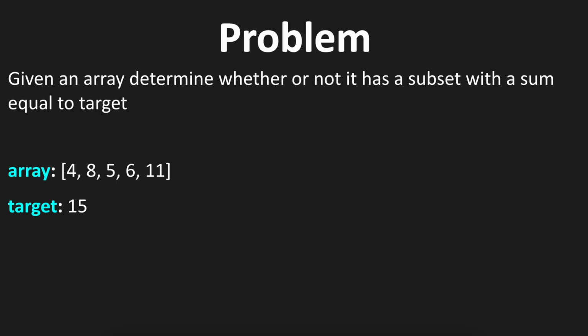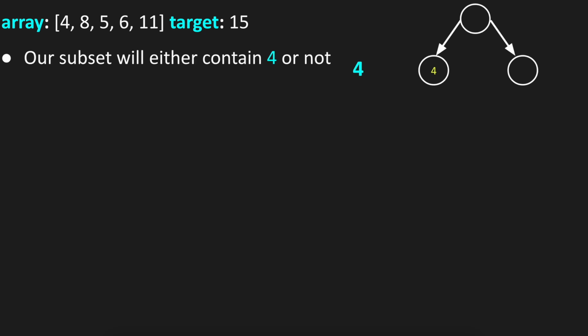So we need to find out whether or not we have a subset that is equal to our target. If we look at this problem, our final subset either will include each of these elements or not, right? For example, let's take the first element, 4. Our final subset either will contain 4 or not. So we are making two calls.